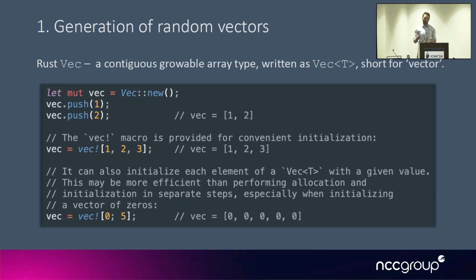There's also a nice shortcut. A vector can be initialized with each element set to a given value, which can be more efficient in specific cases, and you would do that by specifying the value that you want to initialize your vector with and the number of times that it should be repeated. For example, doing a vec of 0, 5 will instantiate a vector of five 0 elements.